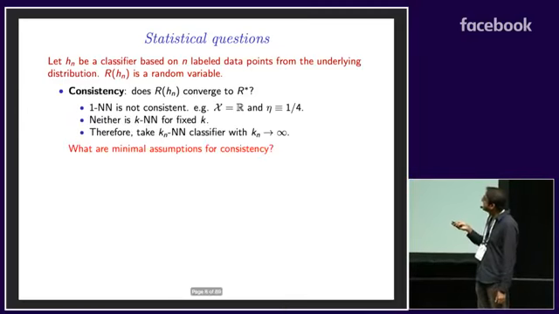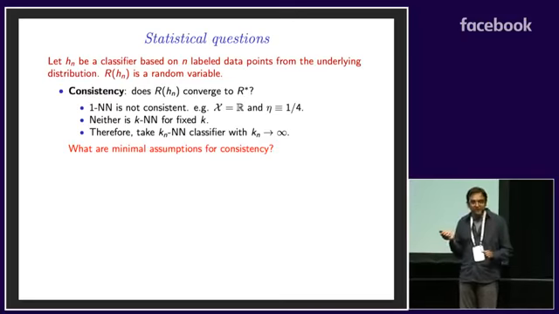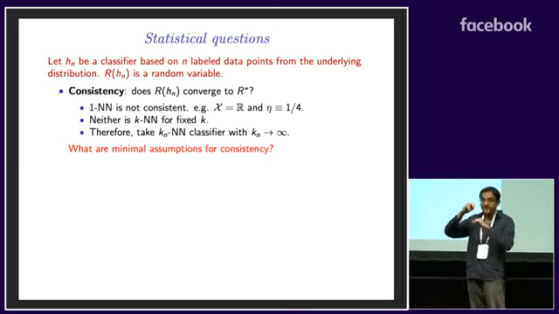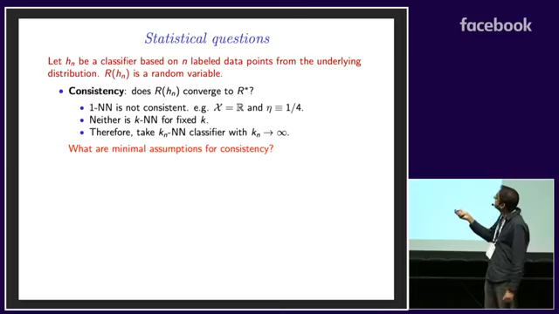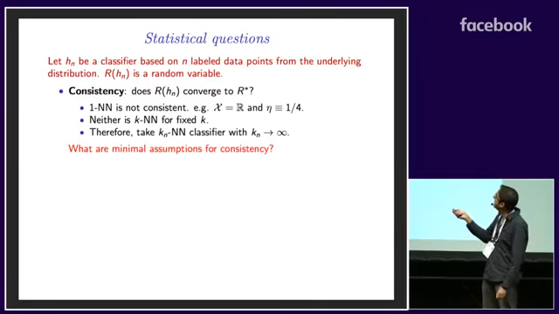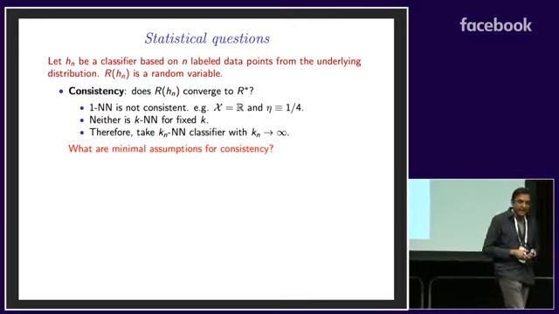In fact, the same example shows you that k nearest neighbor is not consistent either. So in situations where this eta function is not deterministic, it's not always 0 or always 1, you have to look beyond one nearest neighbor or k nearest neighbor. And then you move to this general k sub n nearest neighbor, where you let k grow with n.